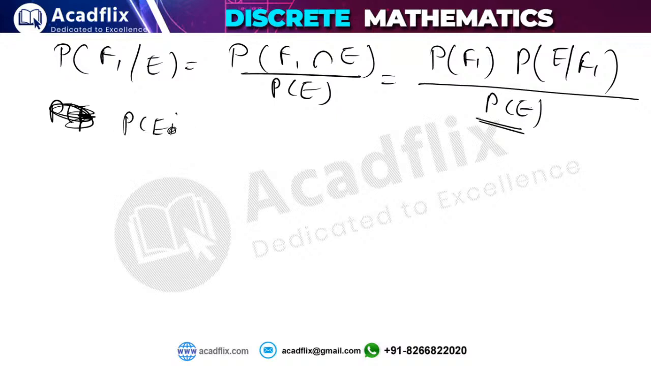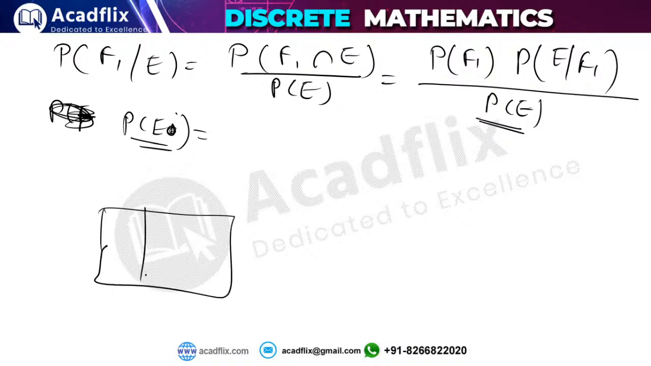See, this is your sample space. This sample space can be divided into F1, F2, F3. All these are mutually disjoint. In the question he is saying F1, F2, F3 are all mutually disjoint, and the union of F1, F2, F3 is the sample space. This is given in the question.